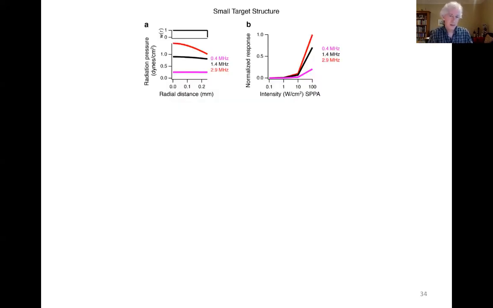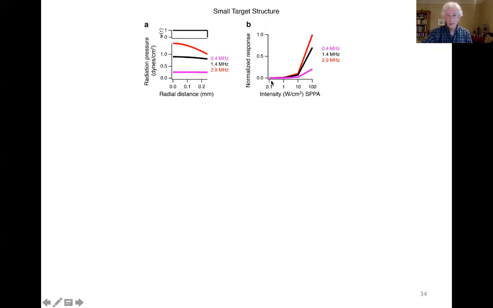So let's consider just theoretically what would be the effect of different acoustic frequencies and different spot sizes with a different size target structure. Okay. So let's imagine that there's a very small target structure, like the receptive field of a retinal ganglion cell, over just a couple of hundred microns or so. And here we're only considering the effect of radiation pressure, which would go up with acoustic frequency.